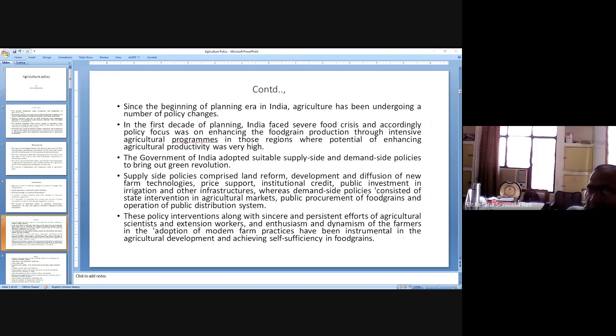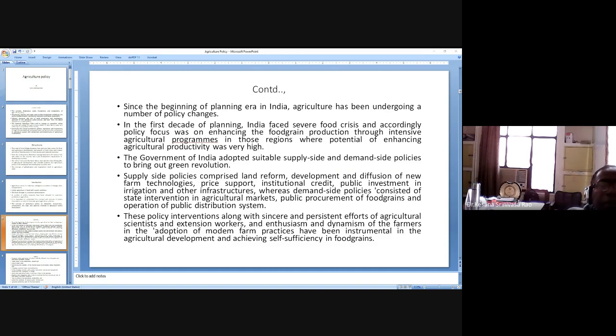During the first plan, agriculture was given topmost priority, because before that we had a lot of problems in agriculture. Famine conditions and many other problems were there. So how to overcome these problems and improve agriculture as a whole? For that purpose, we gave it the topmost importance in the first plan.